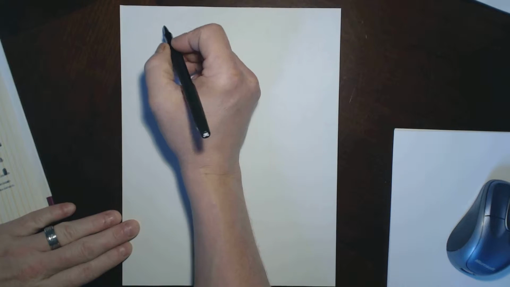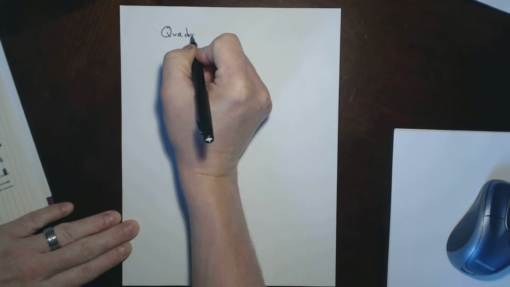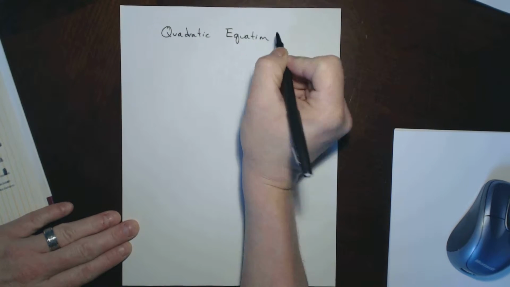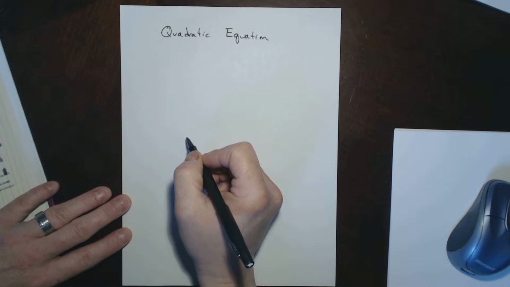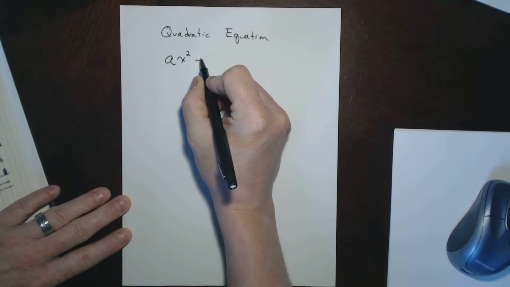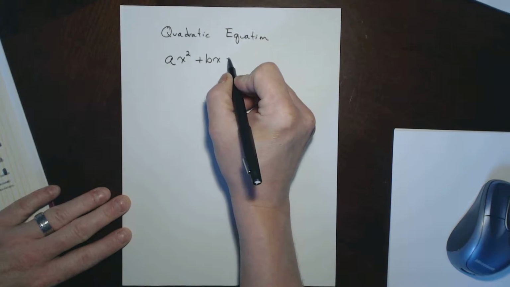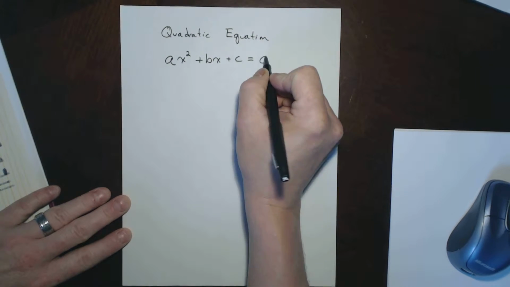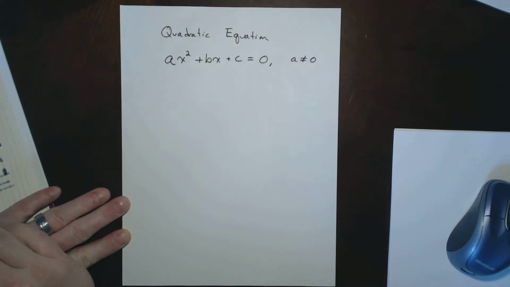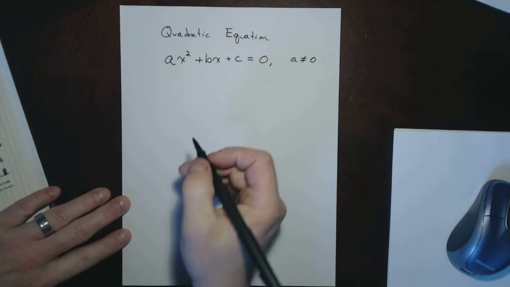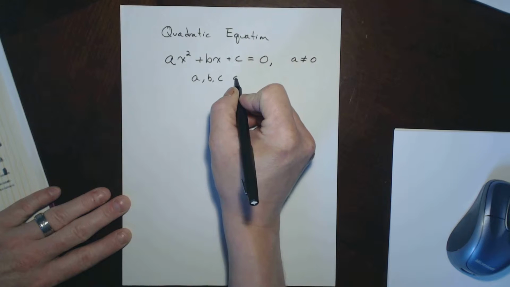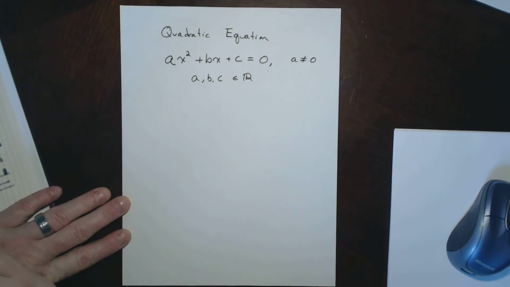and quadratic functions. If you have a quadratic equation, this is an equation in the form of ax squared plus bx plus c is equal to 0, such that a is not equal to 0. In this case here, you have a quadratic equation. We're also assuming that a, b, and c are elements of the real numbers.